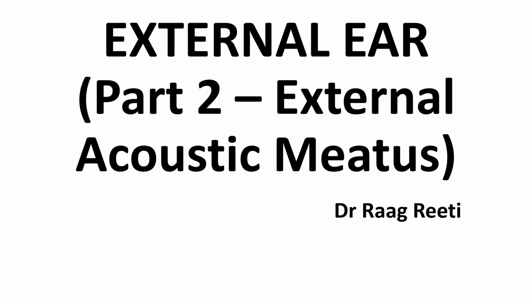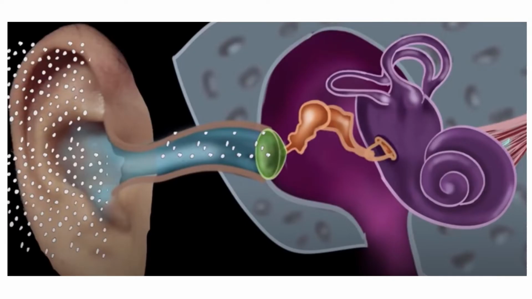So first, here are a few pictures to give you an orientation of the external auditory meatus. In this picture, you can see this hole is the external auditory canal or meatus, and after that lies the tympanic membrane. Then the middle ear will come, and then this purple color is the internal ear. So we are going to discuss this part today. This is of the right ear.